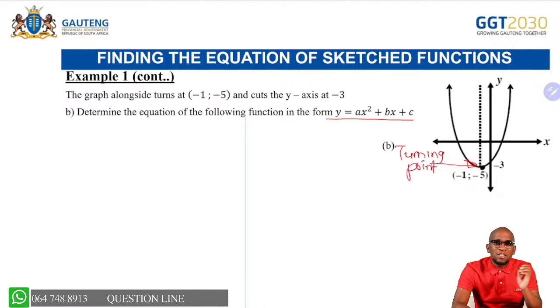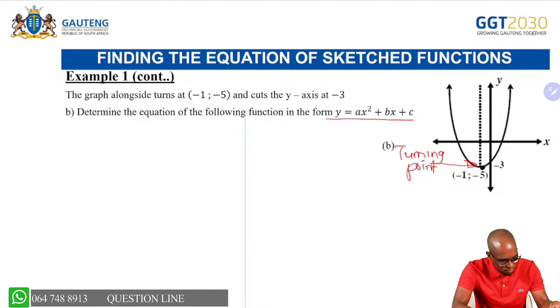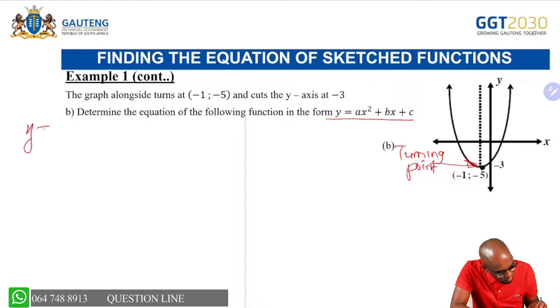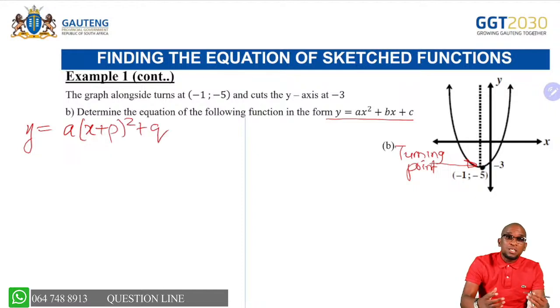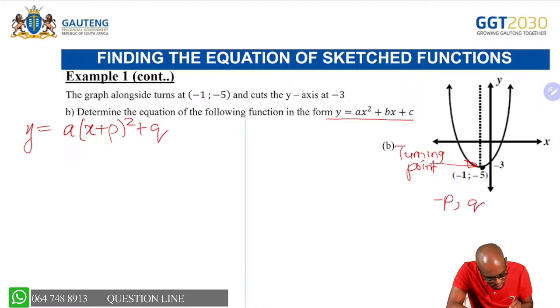If you are given the turning point, then it means you are using a different form. You must use the turning point form of a parabola. The turning point form of a parabola is given by a into x plus p squared plus q. Where we are given that form, minus p and q are the coordinates of the turning point.